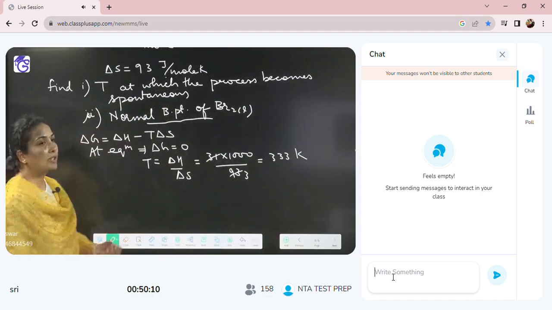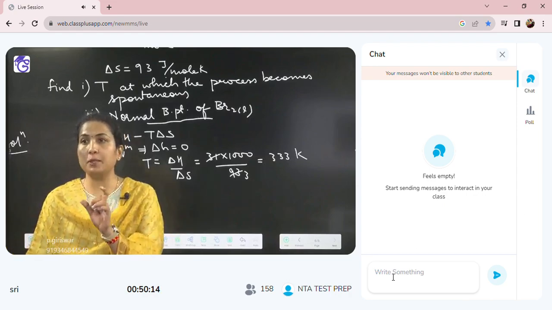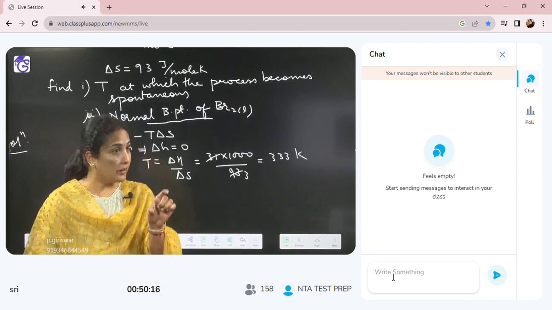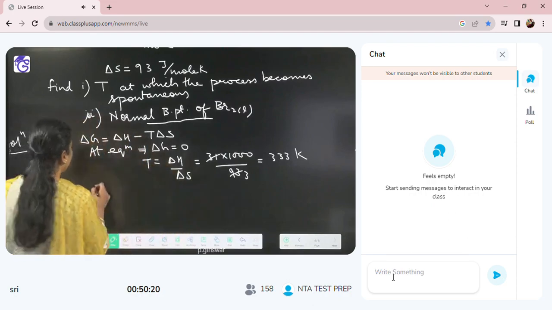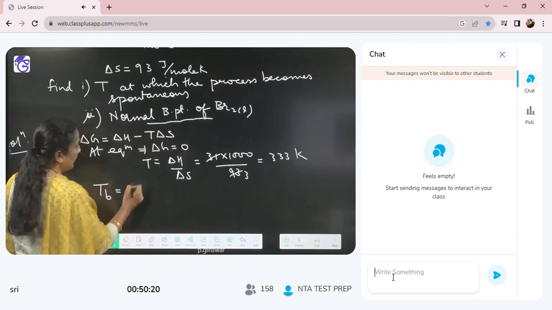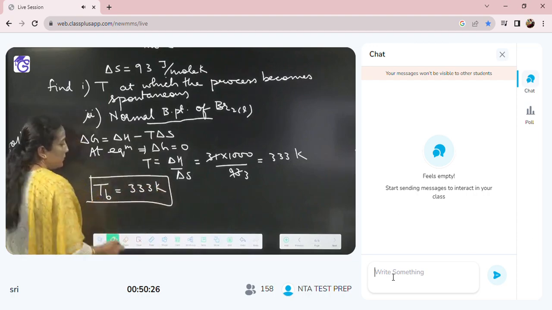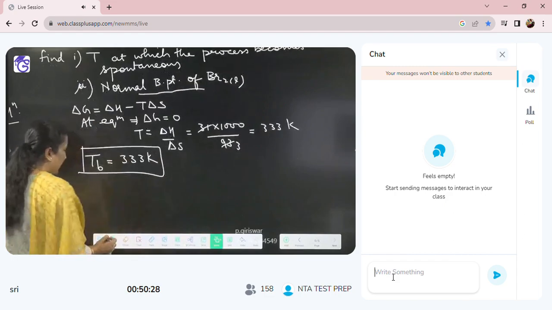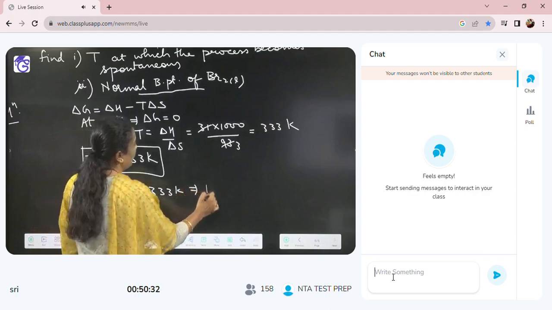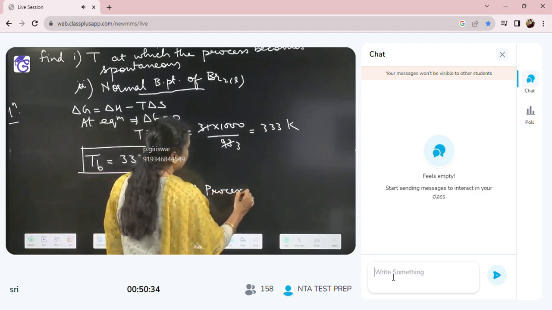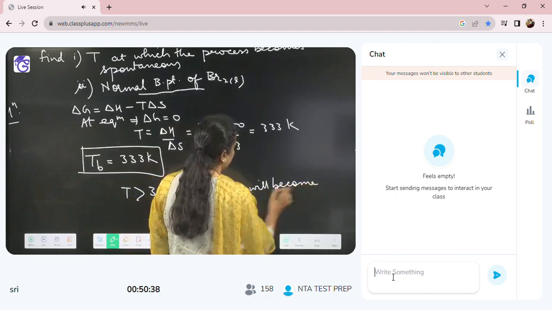Now you must understand you are dealing with the phase change here, right? Phase change means liquid and gas will be at equilibrium. So at equilibrium, what is the temperature? 333 Kelvin. So this equilibrium temperature you are getting is actually the boiling point. And at temperature greater than this 333 Kelvin, the process will become spontaneous.